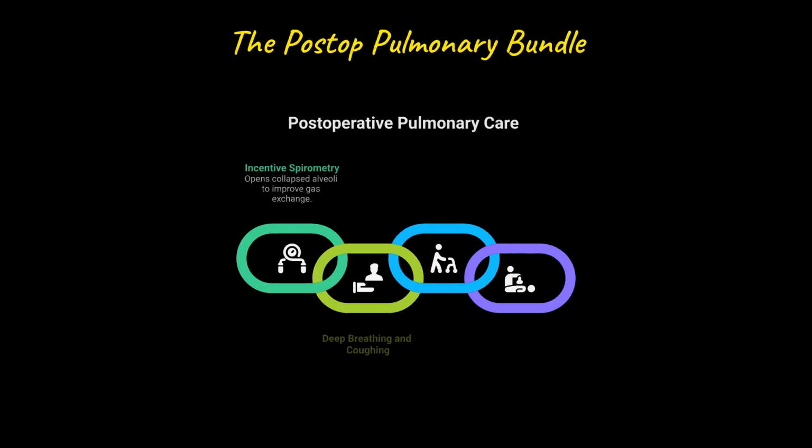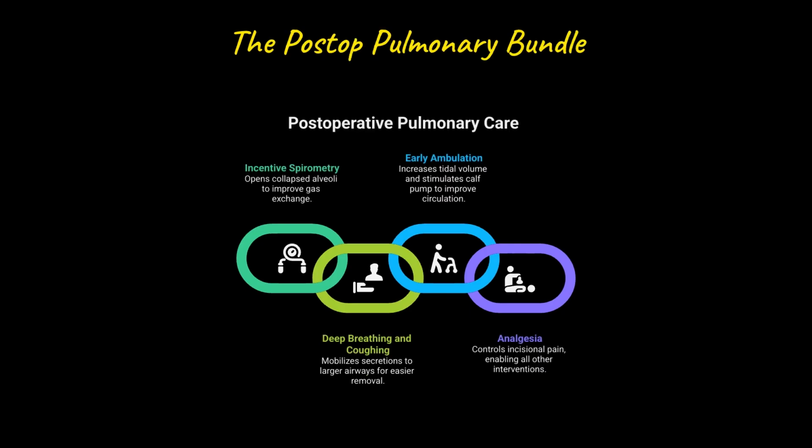The bundle has 4 core components. Incentive spirometry reopens collapsed alveoli. Deep breathing and coughing mobilize secretions into larger airways. Early ambulation increases tidal volume and drives venous return. And analgesia is the enabler. Without adequate pain control, the patient simply cannot perform any of the other 3. Pain control is part of pulmonary care, not a competing priority.